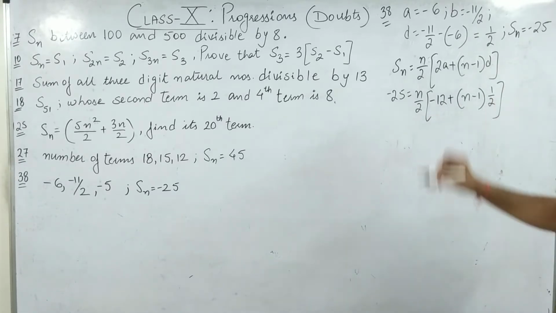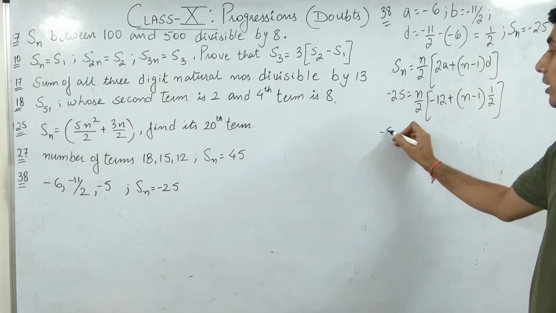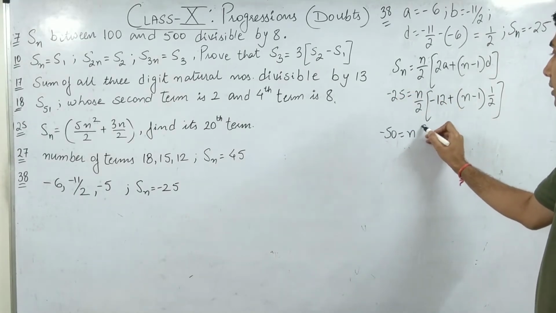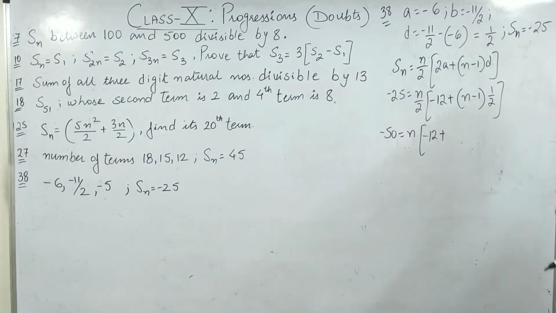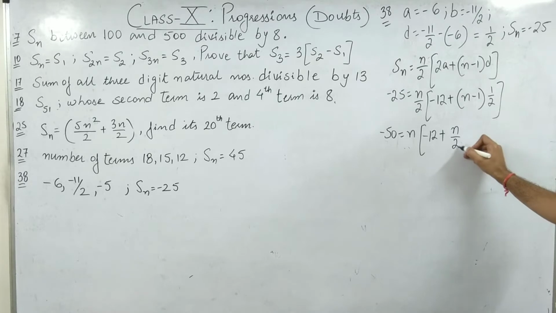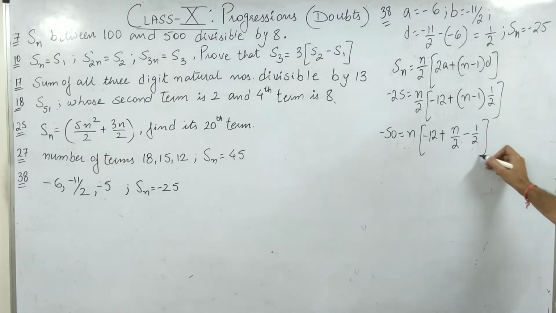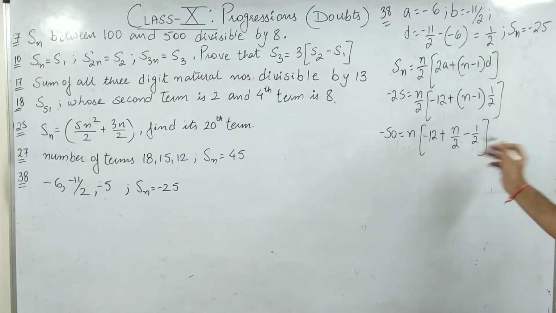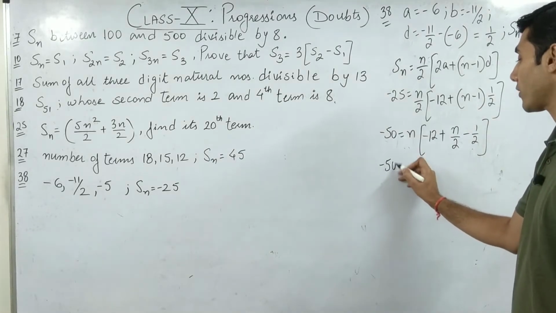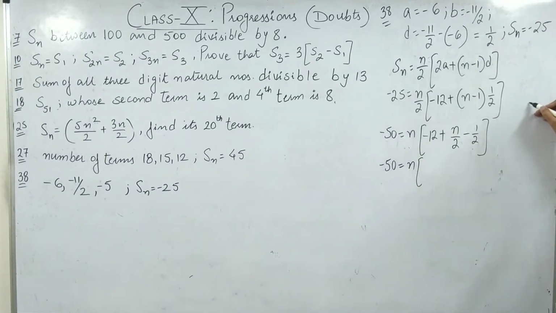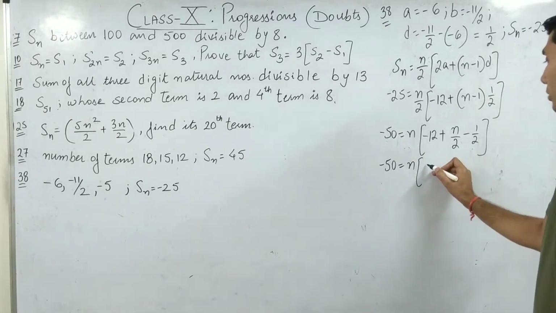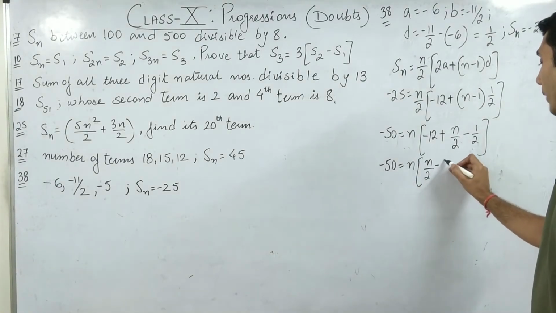Now that's a tricky question, guys. So 2 into minus 25, cross multiplication, I'll get minus 50 should be equal to n bracket minus 12 plus n by 2 minus 1 by 2, correct? Let's first of all solve this. So minus 50 should be equal to n bracket minus 12 minus 1 by 2. Minus 12 minus 1 by 2 is minus 24 minus 1, which is minus 25 by 2. So it is going to be n by 2 minus 25 by 2.